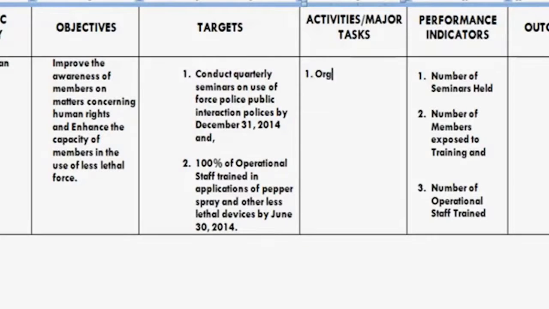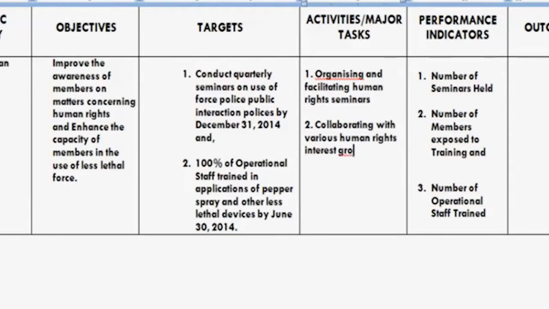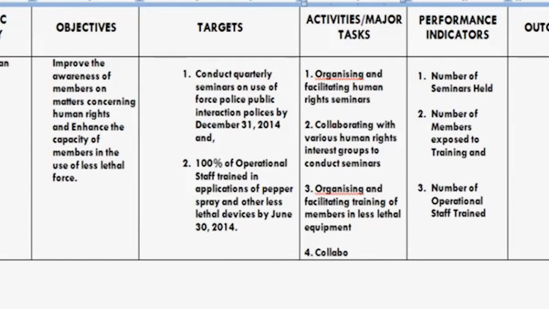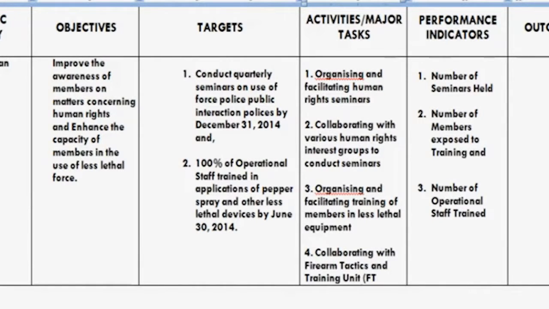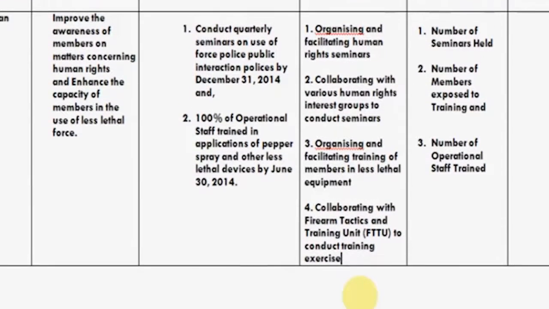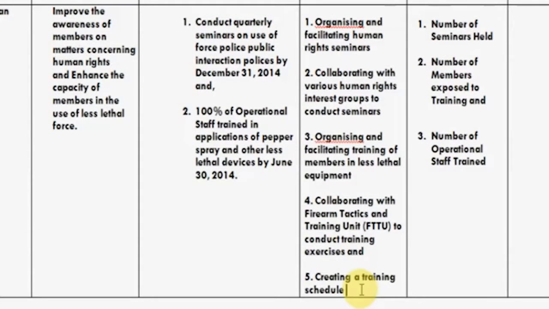The activities for the strategic priority upholding human rights could include: 1. Organizing and facilitating human rights seminars. 2. Collaborating with various human rights interest groups to conduct seminars. 3. Organizing and facilitating training of members in less lethal equipment. 4. Collaborating with Firearm Tactics and Training Unit, FTTU, to conduct training exercises. And 5. Creating a training schedule. Point to note, all activities are to be directly aligned to the targets and not to the strategic priority.